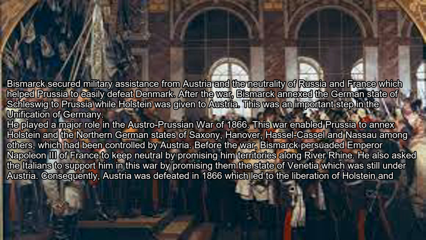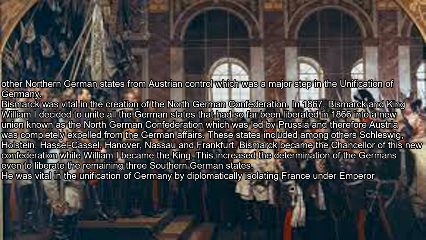He played a major role in the Austro-Prussian War of 1866. This war enabled Prussia to annex Holstein and the northern German states of Saxony, Hanover, Hesse-Kassel and Nassau, among others, which had been controlled by Austria. Before the war, Bismarck persuaded Emperor Napoleon III of France to keep neutral by promising him territories along the River Rhine. He also asked the Italians to support him in this war by promising them the state of Venetia, which was still under Austria. Consequently, Austria was defeated in 1866, which led to the liberation of Holstein and other northern German states from Austrian control, which was a major step in the unification of Germany.